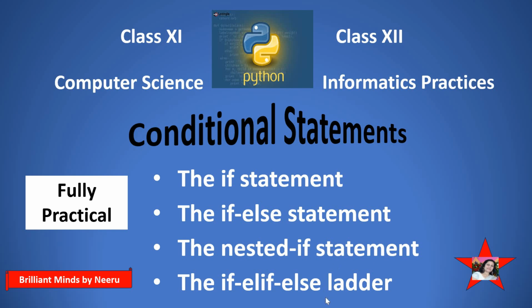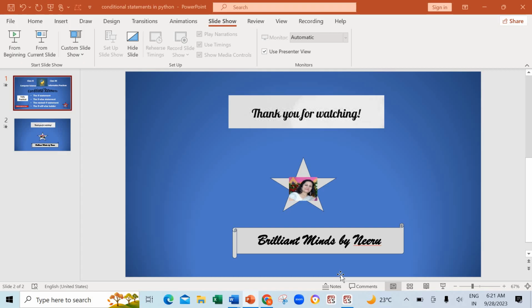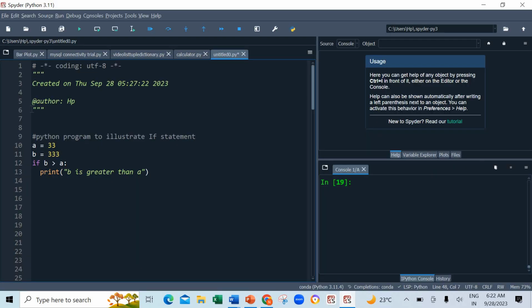First of all, I would like to show you in Spyder. See here, the first program is related to the if statement. First, I'm going to run this piece of code. See here, a is equal to 33. a is the variable name and 33 is the integer assigned to variable a. Then b is equal to 333. If b is greater than a, colon, print b is greater than a. This is the example of an if statement.